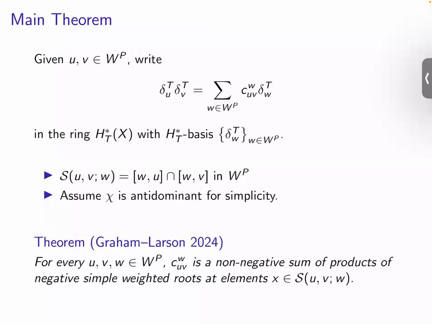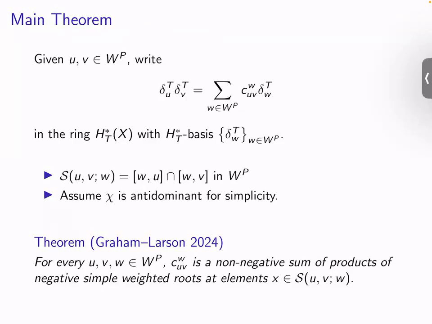We're going to define script S_UVW as the support of U and V lying over W, which is the Weyl group elements at least W and at most U and V. And for simplicity, we're going to assume chi is anti-dominant, which is not super essential, but it's going to make things a lot easier to state. So for any U, V, W in the Weyl group, this is our main theorem. The equivariant structure constant is a non-negative sum of products of negative simple weighted roots at elements of the support.